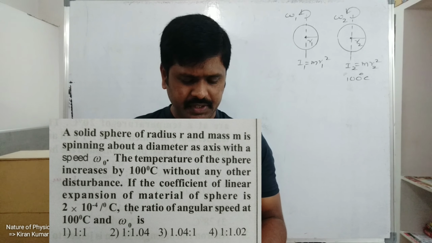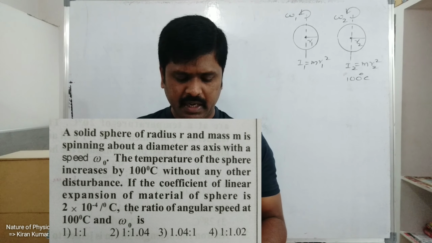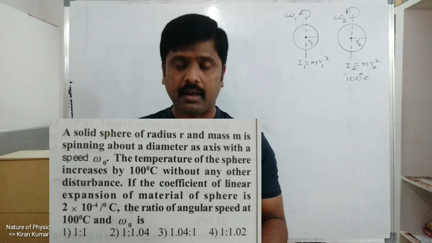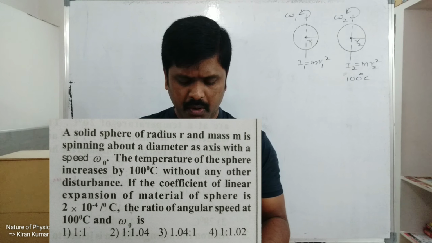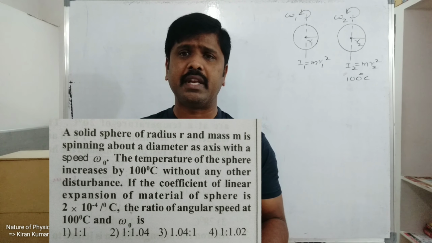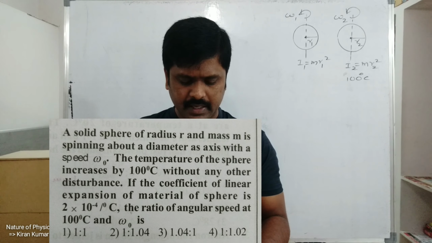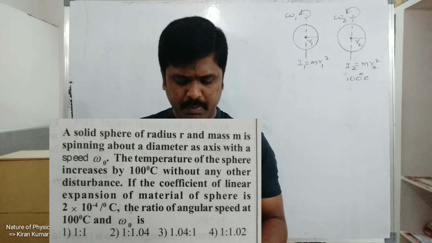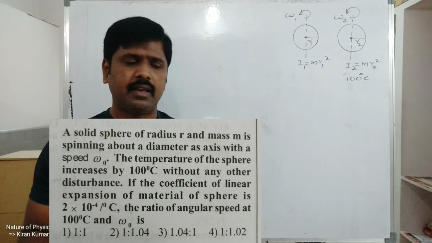Now, a solid sphere of radius r and mass m spinning about a diameter as axis with a speed omega naught. The temperature of the sphere increased by 100 degrees centigrade without any other disturbance. If the coefficient of linear expansion of the material of sphere is 2 into 10 to the power of minus 4 per degree centigrade, the ratio of angular speed at 100 degrees centigrade and omega naught is.